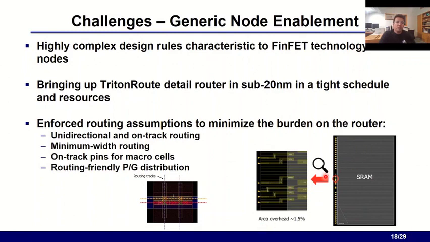Another aspect to general node enablement is the handling of macro cells. For that, we adopted a wrapper over the SRAM cells to align pins to the routing tracks. For example, as shown in the figure on the right, the raw SRAM has extra space near the pins and is extended to have an on-grid location. The area overhead is less than 1.5%.